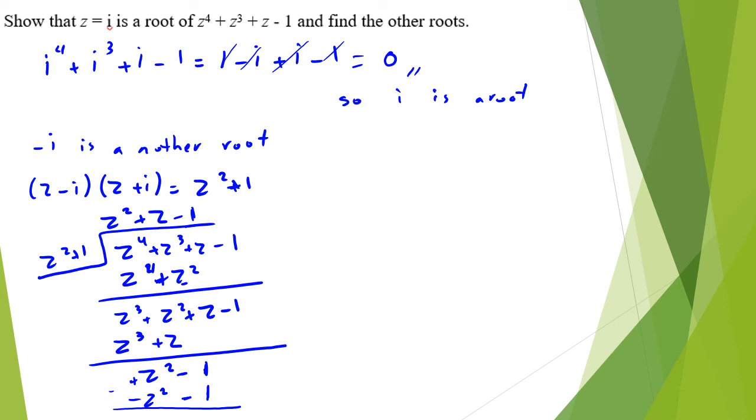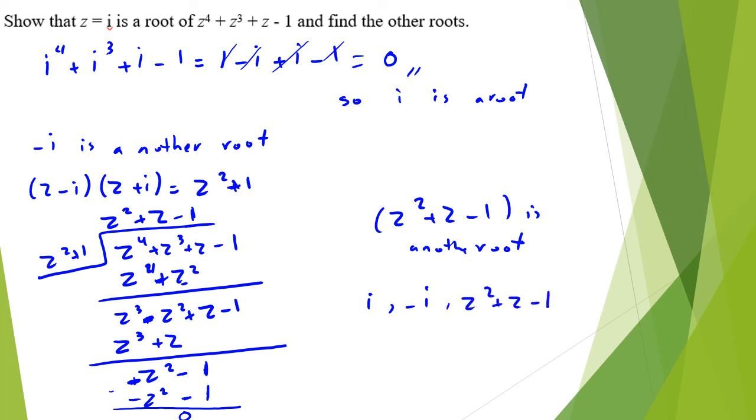minus, I get that to 0. That's minus positive z squared, so it's minus z squared, that's minus, and that's minus, so that gives me plus, so that ends up with 0. So that means z squared plus z minus 1 is the other factor. So the roots are i, negative i, and z squared plus z minus 1 gives me another 2 roots.